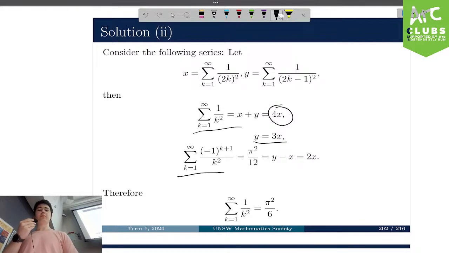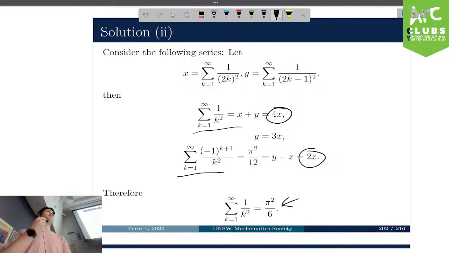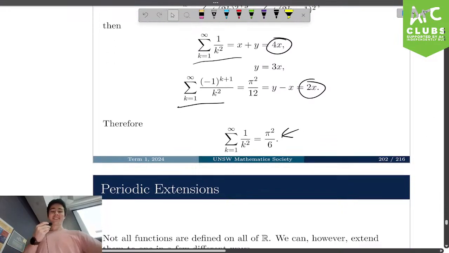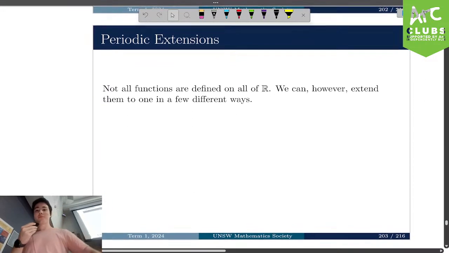We just construct that 4 times x is equal to what we want, and we know that what we have is 2 times x. And so we double it, which is exactly what we need. It's kind of intuitive. There's not much more to this question. Okay, so we're just going to push forwards.